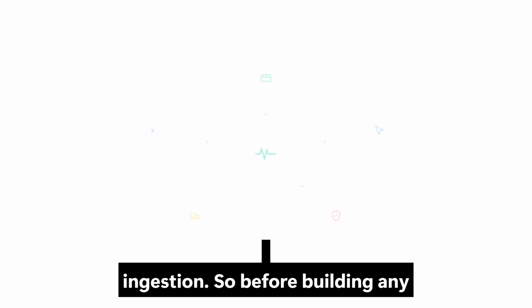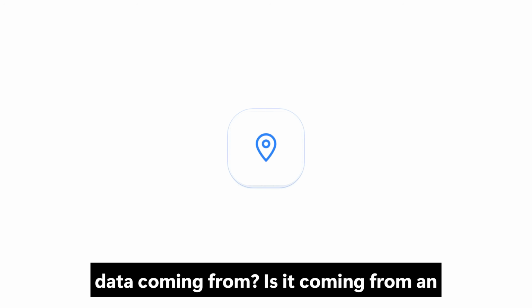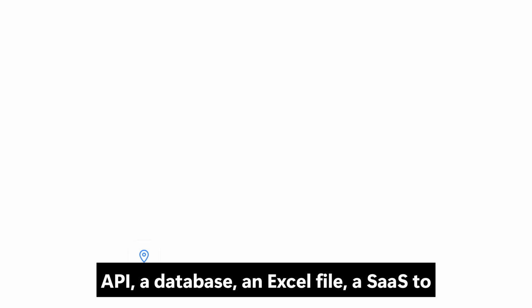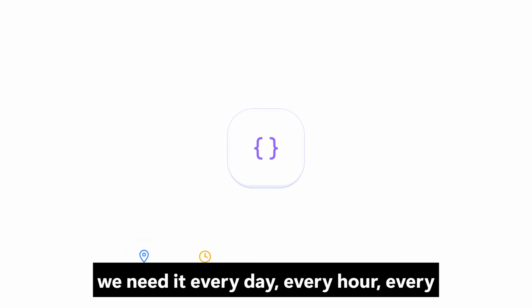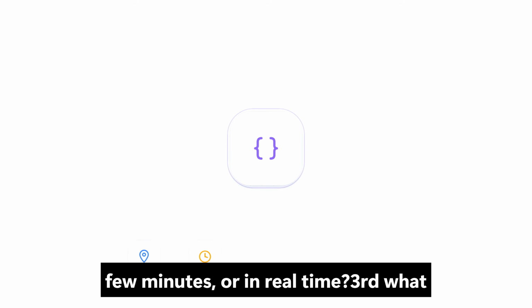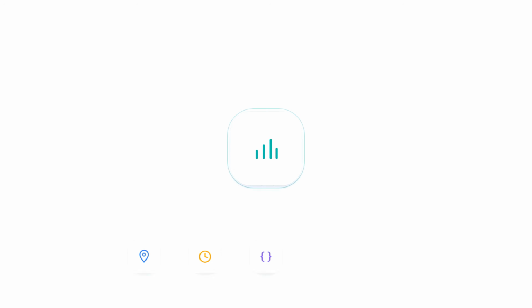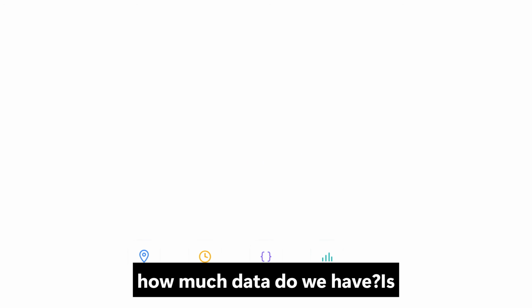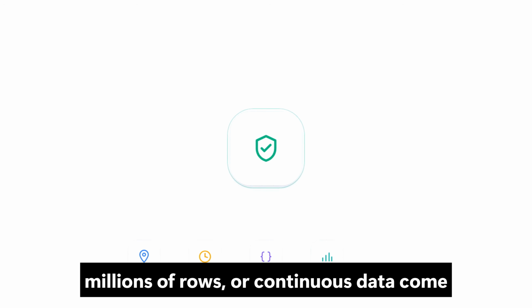So before building any ingestion pipeline, we need to ask a few important questions. First, where is the data coming from? Is it coming from an API, a database, an Excel file, a SaaS tool, a log system, or a streaming source? Second, how often do we need the data? Do we need it every day, every hour, every few minutes, or in real time? Third, what format is the data in? Is it CSV, JSON, Excel, database tables, or even PDF data? Fourth, how much data do we have? Is it a few hundred rows, thousands of rows, millions of rows, or continuous data coming every second?